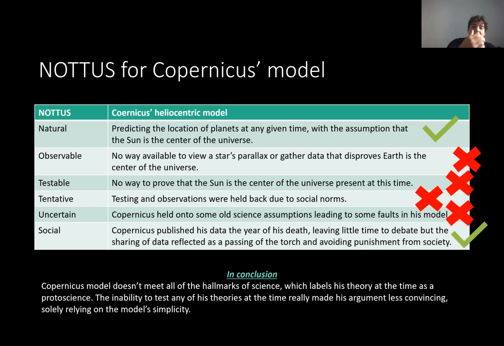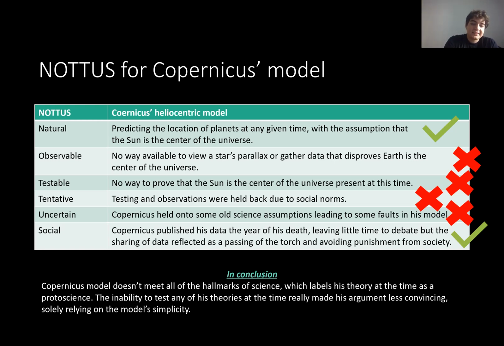For Copernicus's model, I was a little bit more critical of him due to the publication coming later in the timeline of humanity. Natural is essentially the same thing as Ptolemy's model, except the sun is the center of the universe. Observable: there was no way to view a star's parallax or gather data that disproved Earth was the center of the universe. It wasn't testable. There was no way to prove that the sun was the center of the universe.